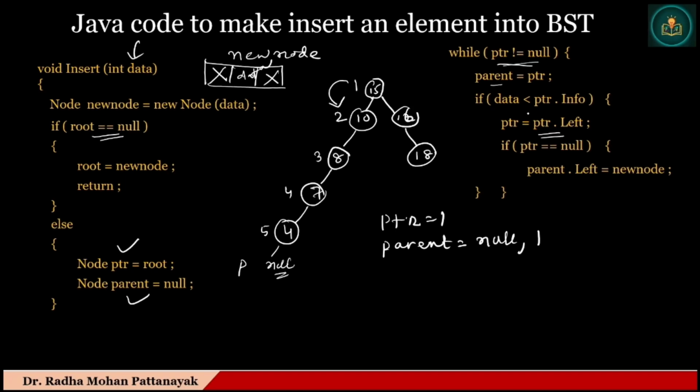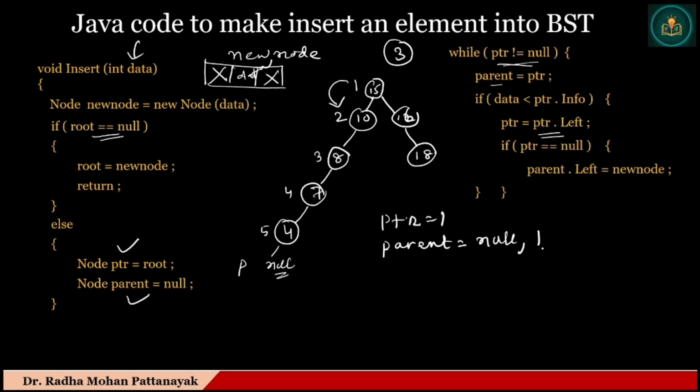Then check if data is less than PTR info, then you will go to increment, or you will update to the PTR value. Increment means update. Okay. So here data equals how much? Data is your 4. Let's say you want to insert 3. Then check whether 3 is less than 15. Yes. Yes means what will you do?